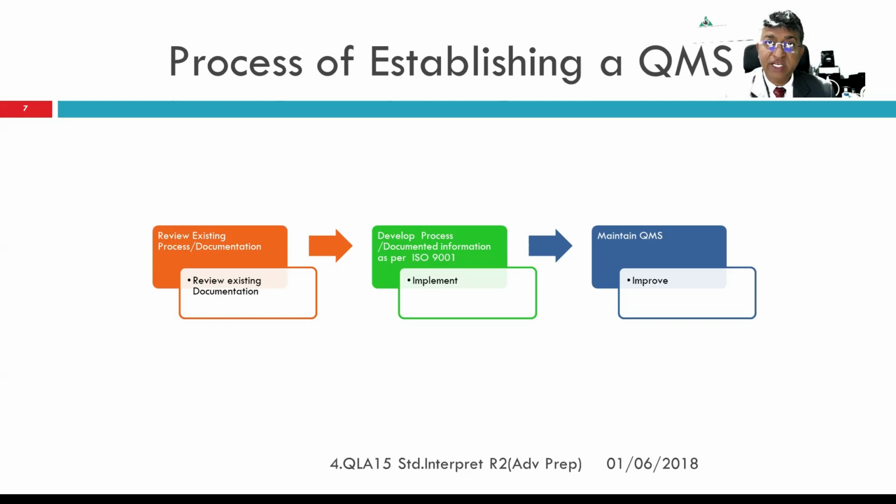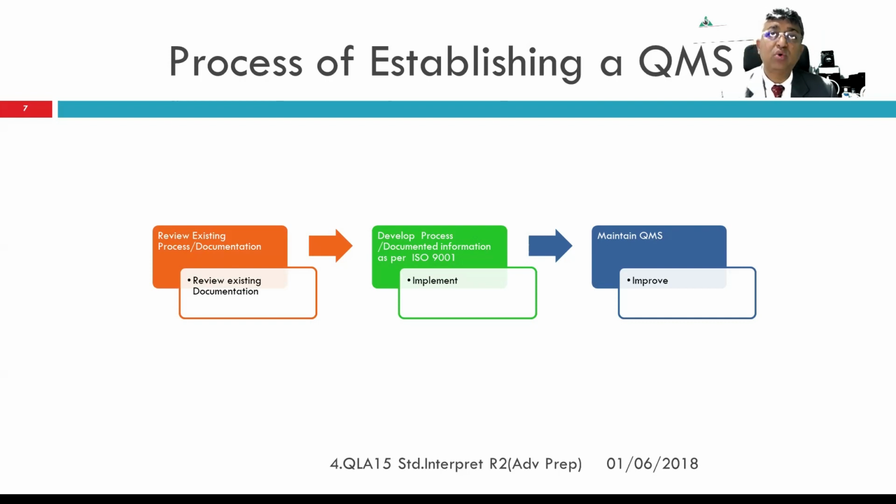So whatever is there, is it meeting the requirement? Can it be fine-tuned or improvised? And some documentation may be required for you to develop. So you develop those missing procedures. And once you have developed them, implement them.